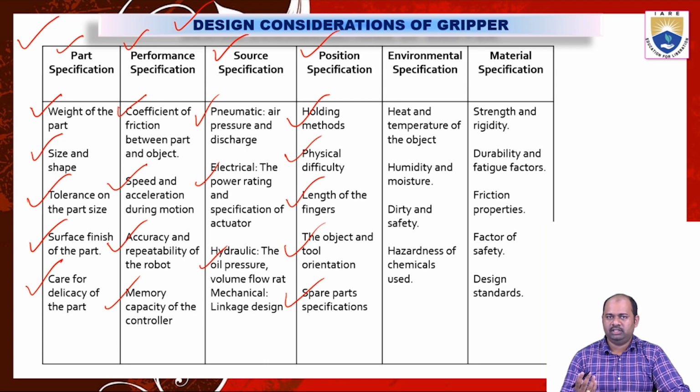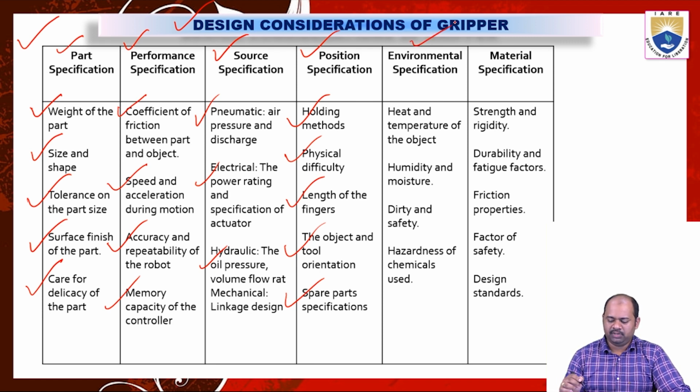Suppose I have designed something, the gripper I have designed. If the spare parts for that gripper are not available in the market, then I cannot use that design, because sometime after usage, the gripper parts may eventually spoil or get damaged. So those parts have to be replaced with new parts. If my design does not have a spare part specification, that means my spare parts are not available in the market. Then I cannot change the old parts which failed during the work process. So that is why spare part specifications also should be kept in mind.